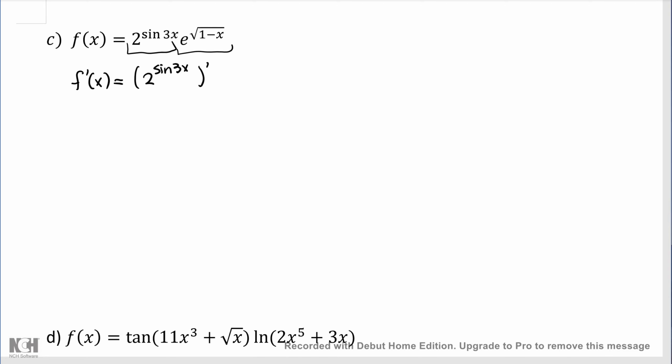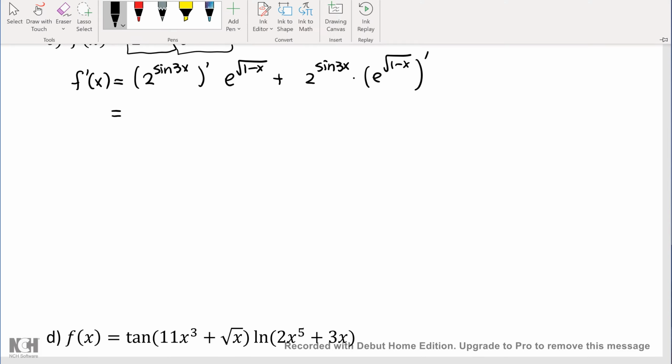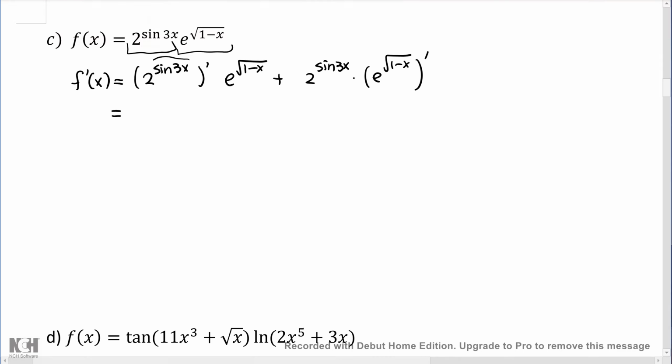First guy prime times second guy, and then plus the first guy times second guy prime. Okay, what's the first guy prime? So 2 to the something, right? So let's use a red color. So 2 to the something. So this is our u. We're using chain rule again.